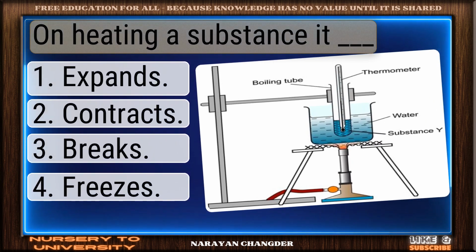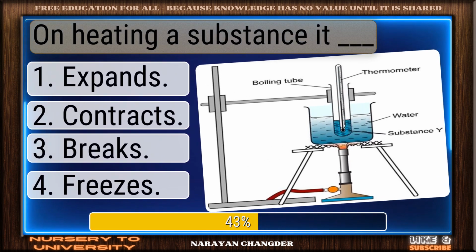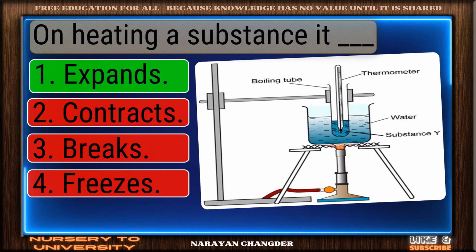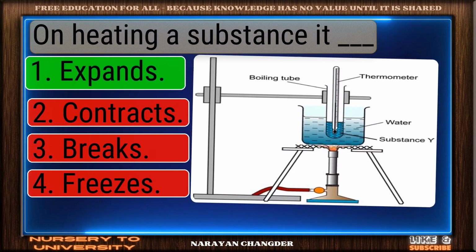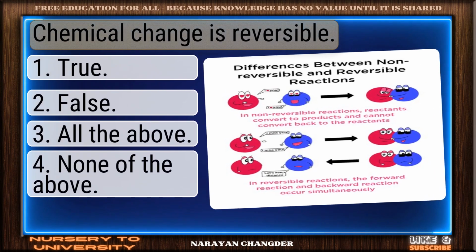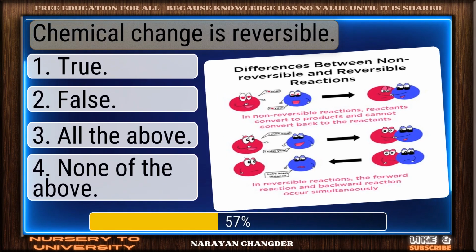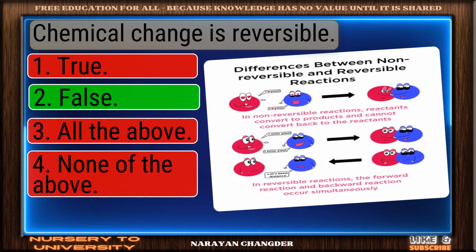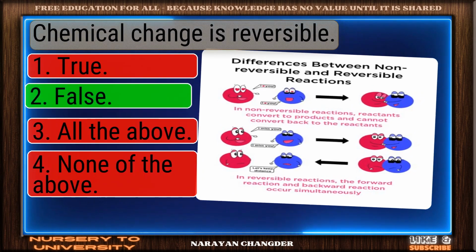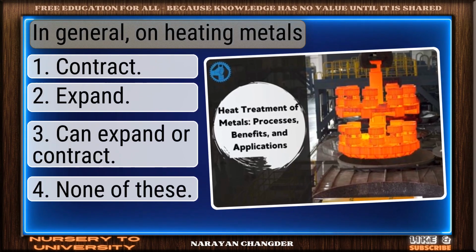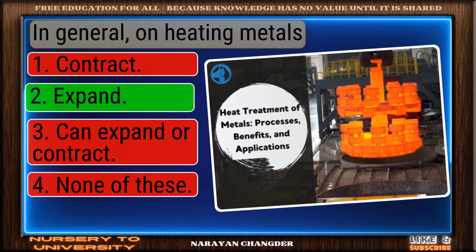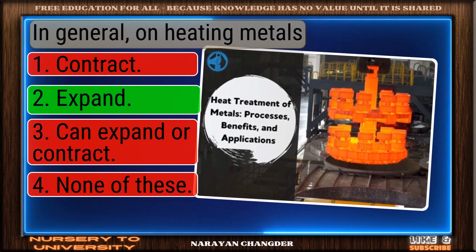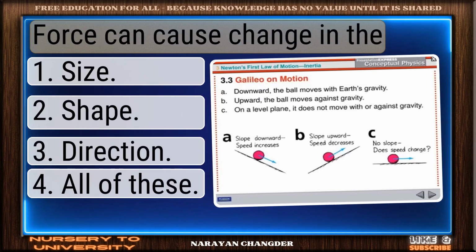On heating a substance it dash. Nice work. You chose expands and it is correct. Chemical change is reversible. Excellent. False is a brilliant choice. In general, on heating metals. You got it. Your choice expand is right.